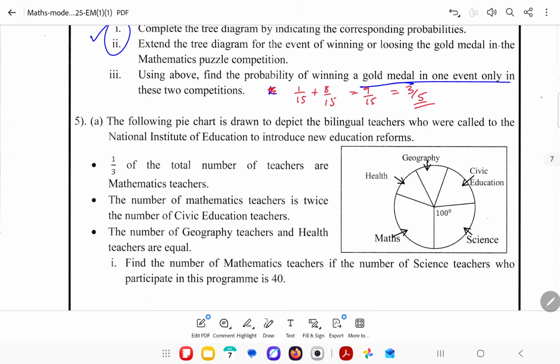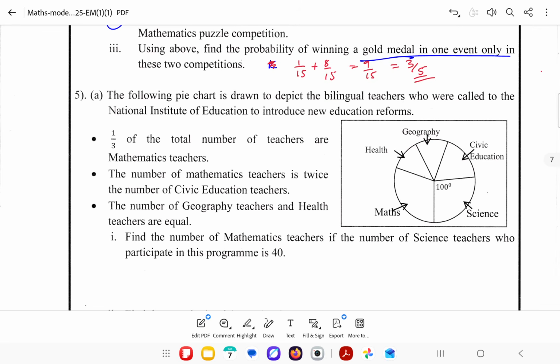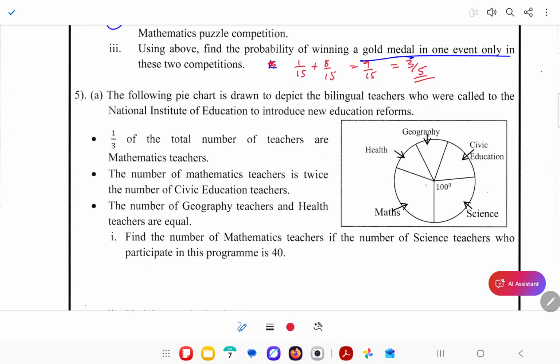So then let's look at question number 5. The following pie chart is drawn to depict the bilingual teachers who were called to the National Institute of Education to introduce new education reforms. 1/3 of the total number of teachers are mathematics. So that means this is 120 degrees. The number of mathematics teachers is twice the number of civic education teachers. The number of geography teachers and health teachers are equal.